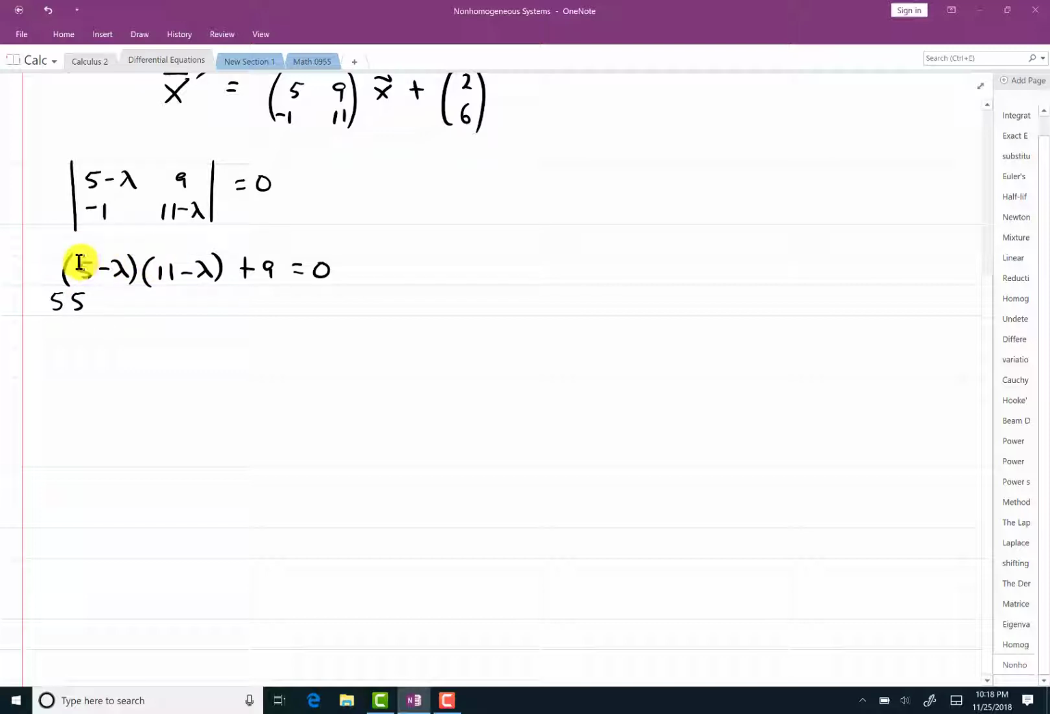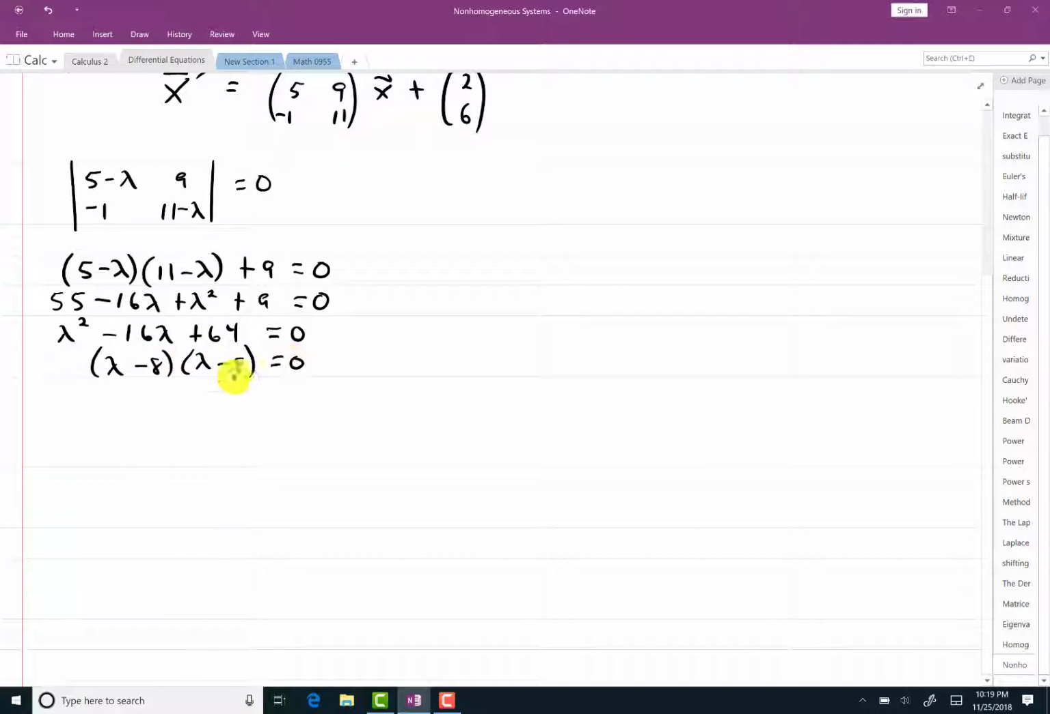So you get 55 minus 5 lambda minus 11 lambda minus 16 lambda plus lambda squared plus 9 equals 0. Let me go ahead and organize this to lambda squared minus 16 lambda plus 64 equals 0. This does factor: lambda minus 8 times lambda minus 8, and so lambda has the repeated zero of 8.